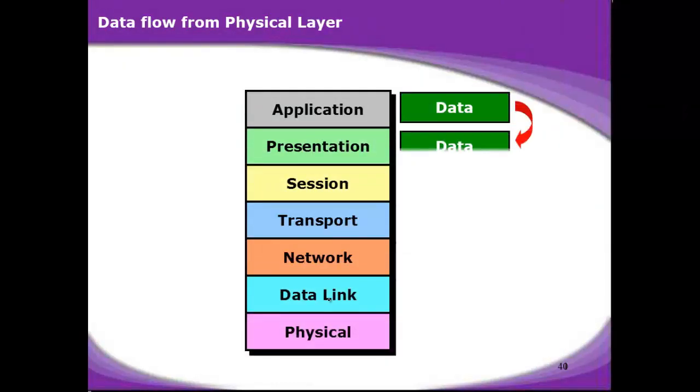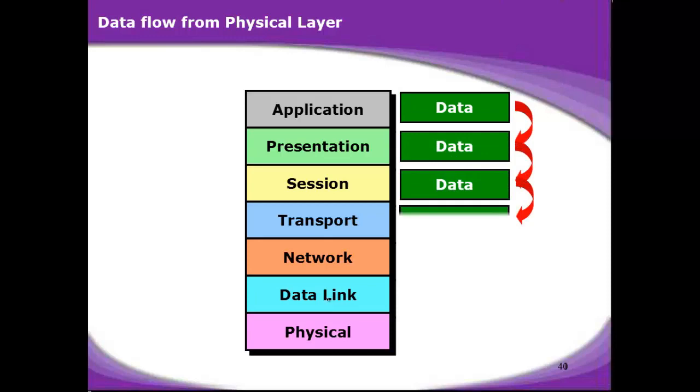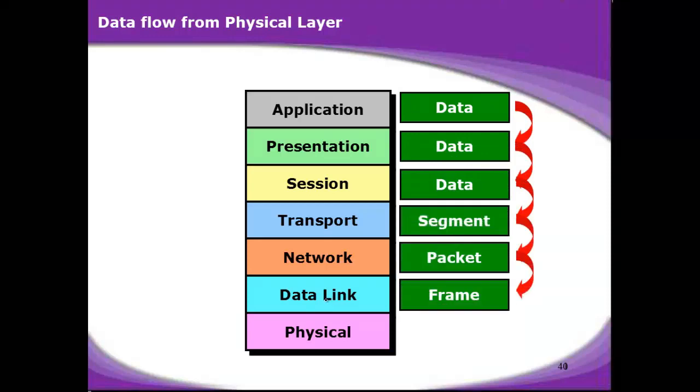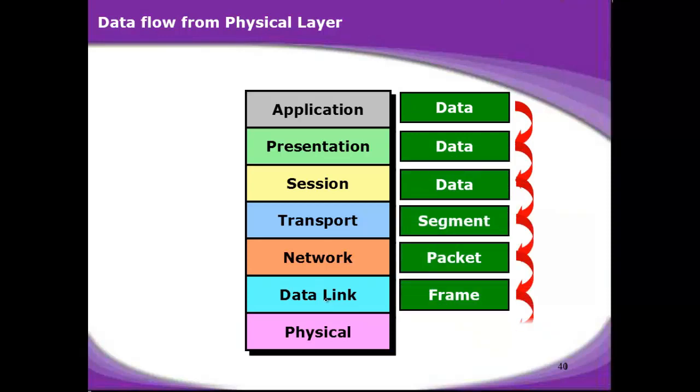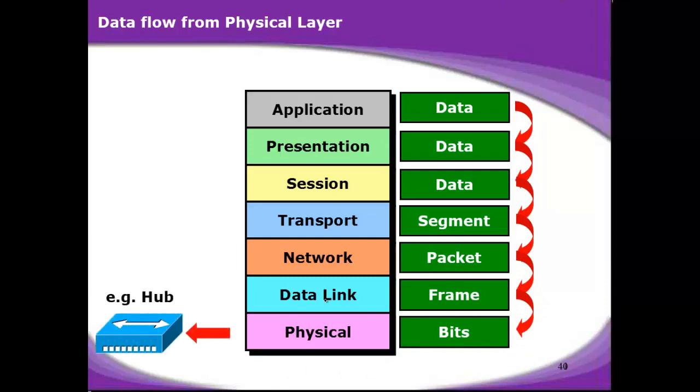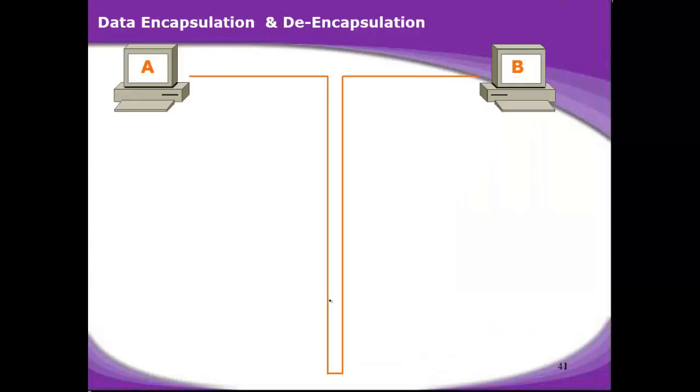So the data flow will be looking like this. At the data link layer it was a frame, and the PDU at the physical layer is the bits. It is important to note the data encapsulation and de-encapsulation process. Adding a header, or sometimes a trailer, to the data is called encapsulation.